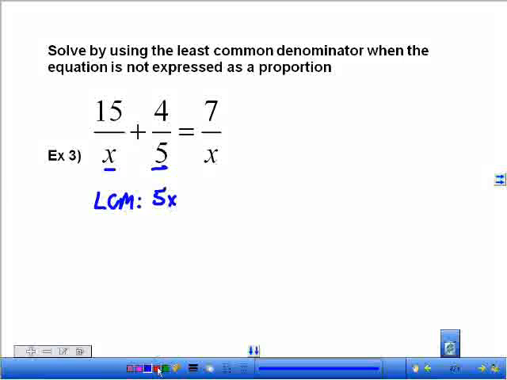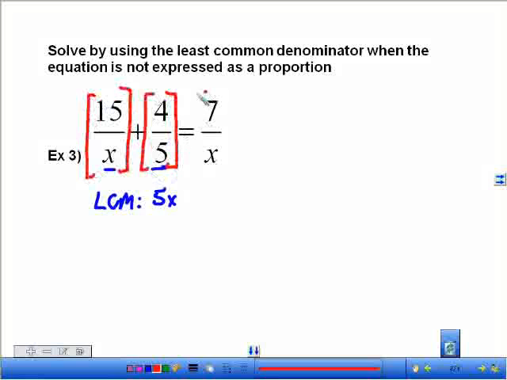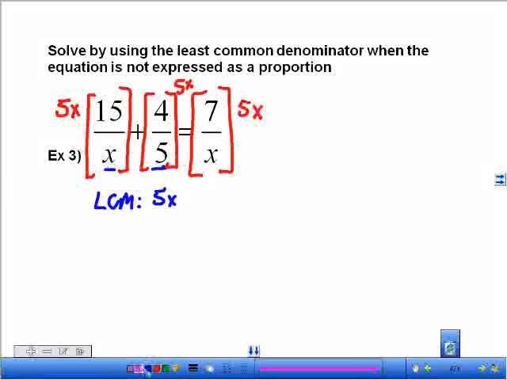If we multiply both sides of the equation by the common denominator, that's going to help us cancel out the denominators. So I'm just going to put brackets around here. We're going to multiply every single term by 5x. We'll multiply this by 5x, and we'll multiply this by 5x. When I multiply 5x times 15 over x, the x's cancel out, and I'm left with 5 times 15, which is 75.